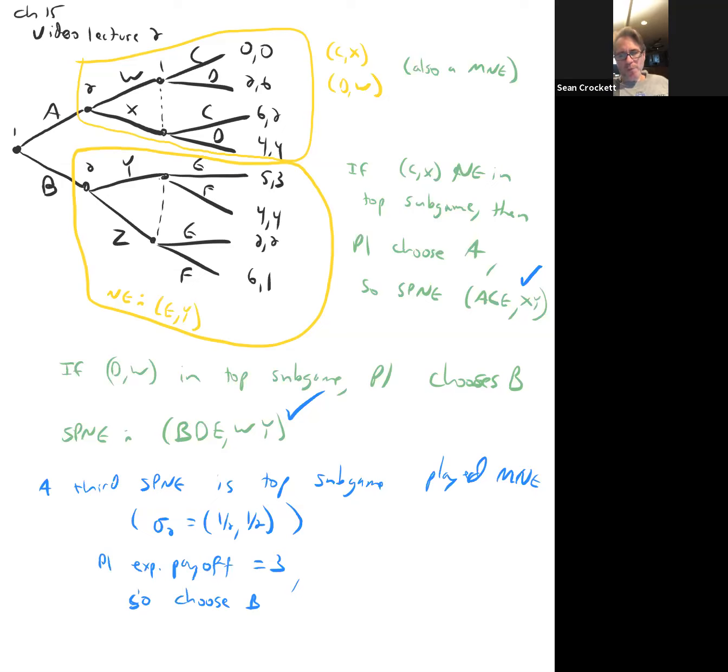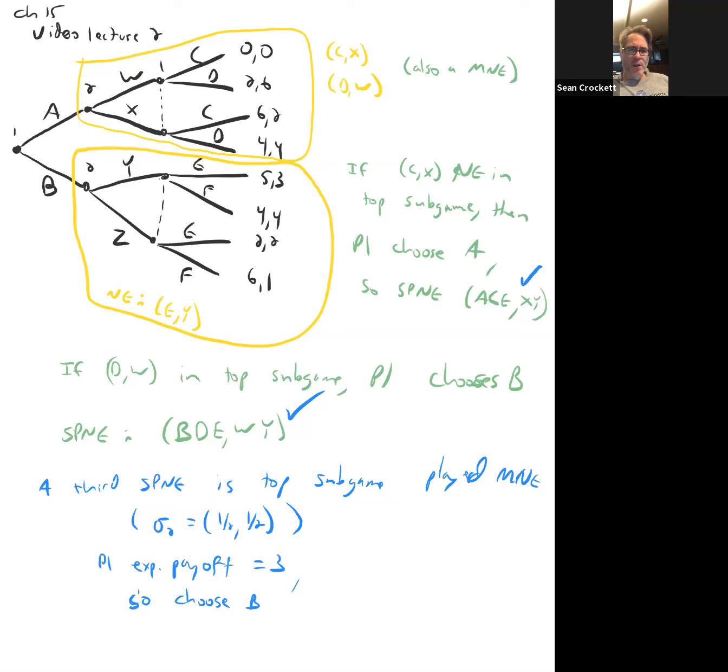So there are 3 subgame perfect Nash equilibria in this game, and 2 of them are pure strategies. All of the ones that we circled are Nash equilibria in the matrix form, but only 2 of them are subgame perfect.